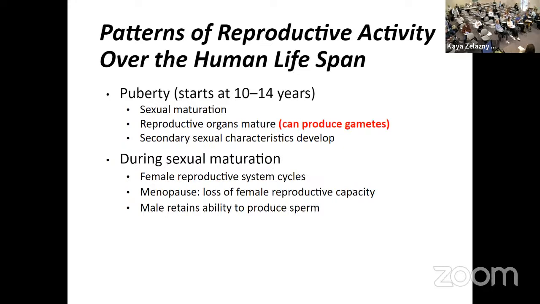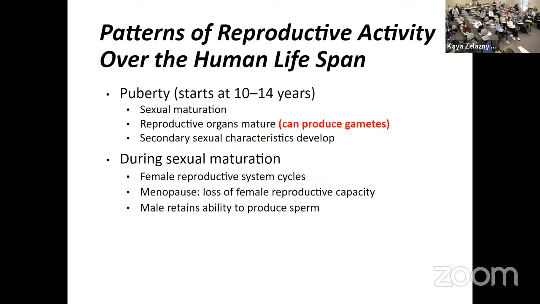So we need time for the reproductive organs to mature, okay? And when we say mature, we mean they have to get to the point where they can produce gametes, so functional sperm and fully developed egg cells, although we will see that the original cells for those eggs are all present in females at birth.